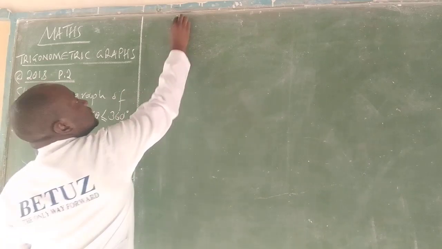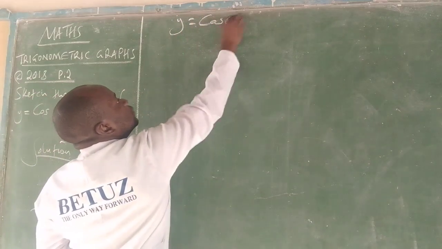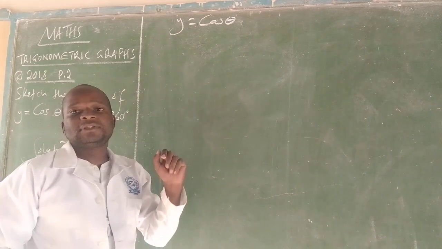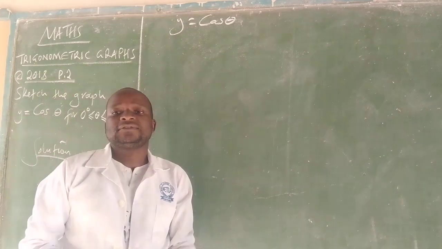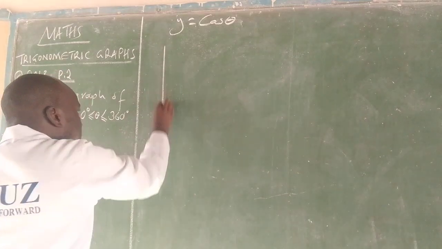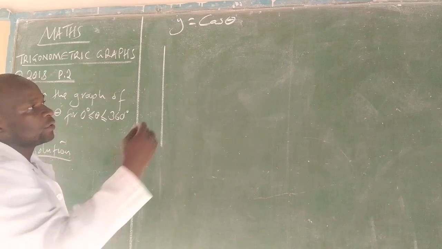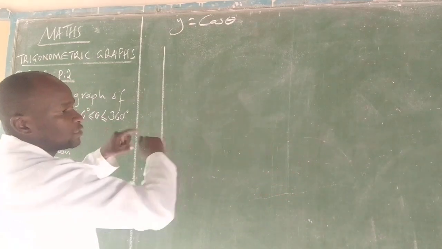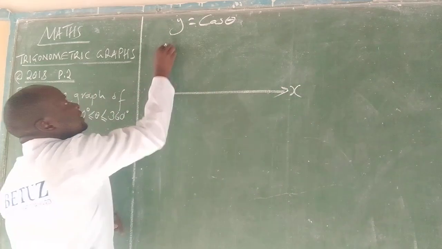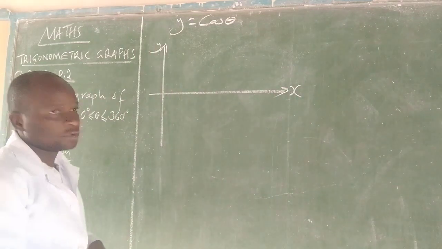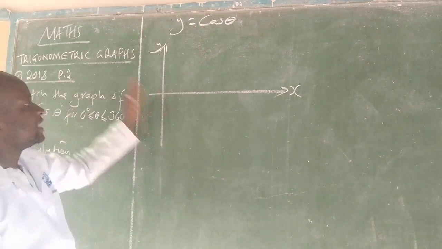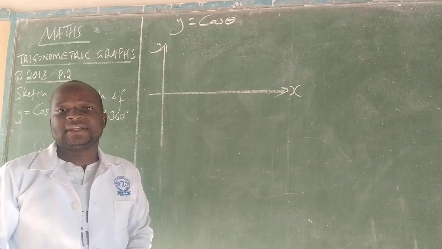The function says y is equal to cos theta. Because we have got a positive here, it simply means our graph will lean on the positive side of the x-y plane. So in drawing the x-y plane, make sure you leave enough room on the positive part because that's where your graph will go. Our x-axis and our y-axis. If there was a negative here, our graph would lean on the negative side of the x-y plane.